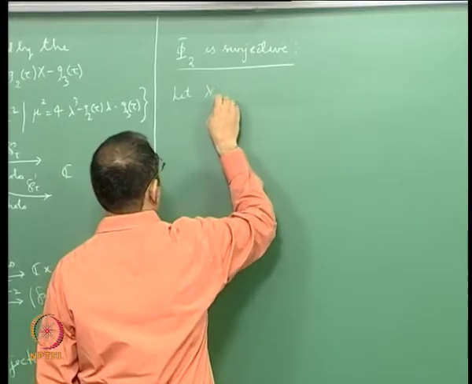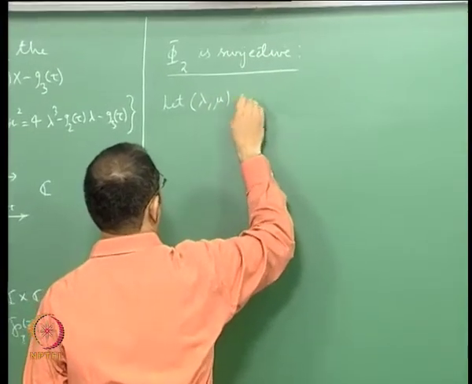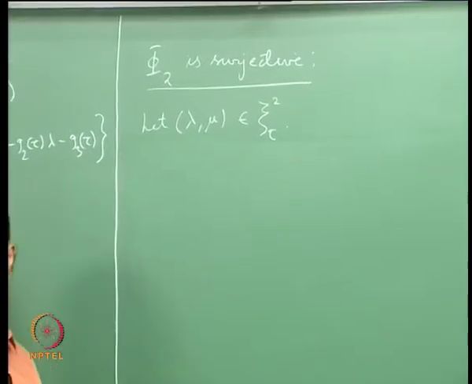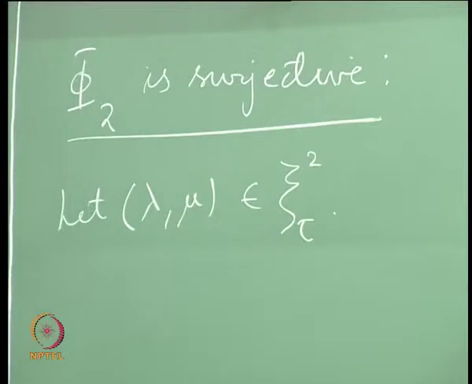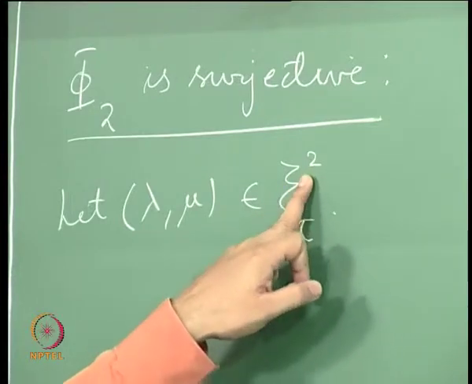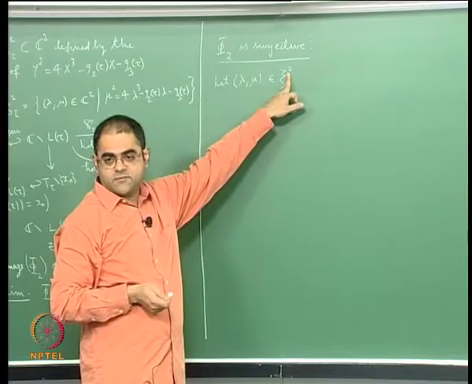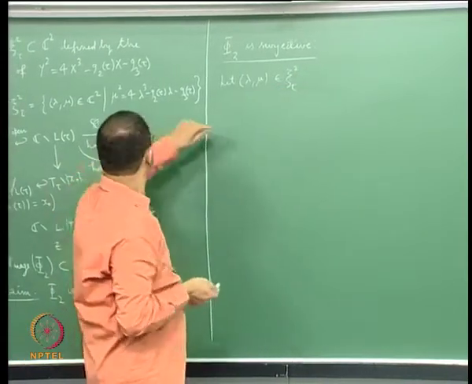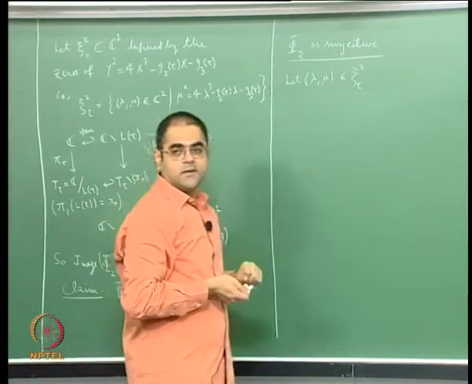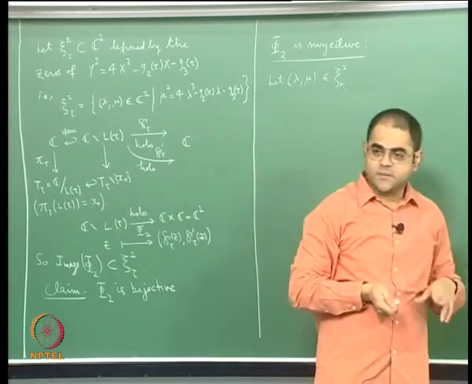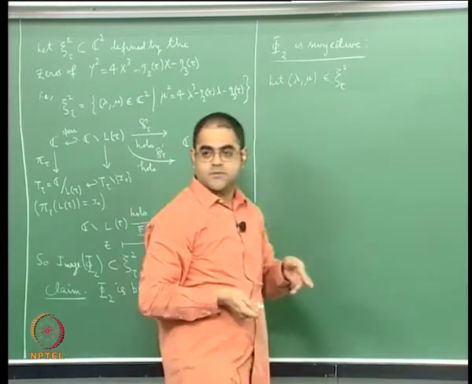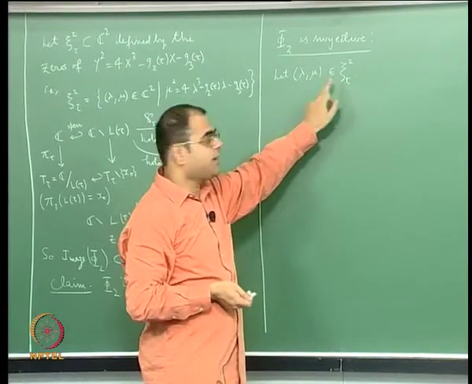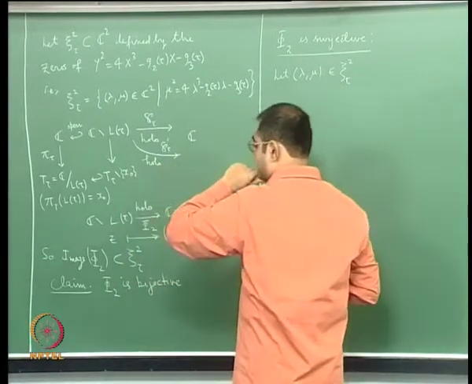Why is phi2 surjective? You take an ordered pair lambda comma mu in psi sub tau upper 2. Please think of this 2 above only as a superscript. Please don't think of this as the square of something. The reasons for putting the superscript will be clear after I introduce projective space, which I will do very soon.